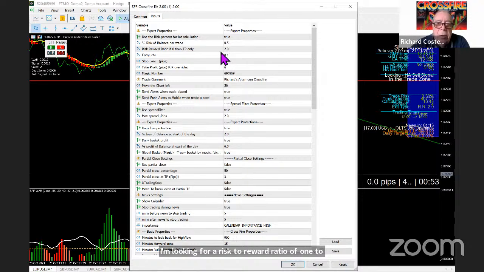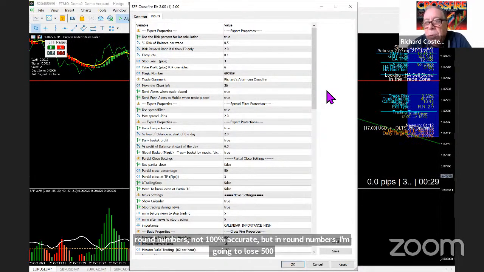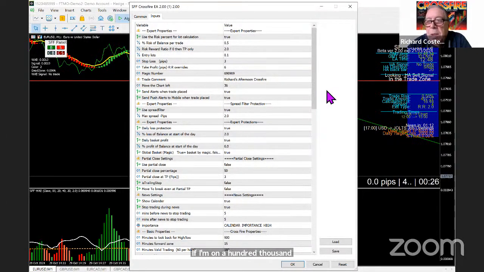I'm looking for a risk to reward ratio of 1 to 2. Ignore the entry lots. That allows, and I'm using a stop loss of 3 pips. So those numbers there combine to calculate my lot size. But if I lose a trade on this pair, I'm going to lose, in round numbers, not 100% accurate, $500, because I'm on a $100,000 account. So I'm risking losing 0.5%, which is $500 on this particular pair.